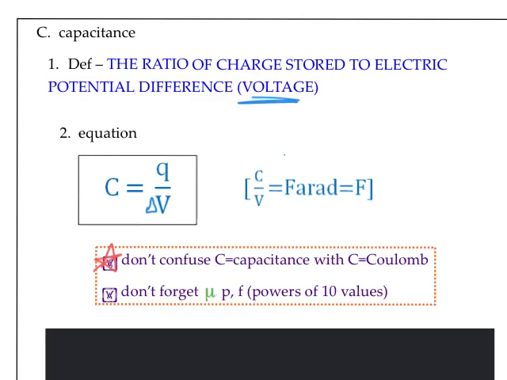And then the other thing is just a friendly reminder not to forget about your power of 10 values. When we work with capacitance, we're going to have really small values, so you still need to know the power of 10 values, especially for micro, pico, femto, maybe nano. So take a moment and review those if you're a little bit rusty on those values.